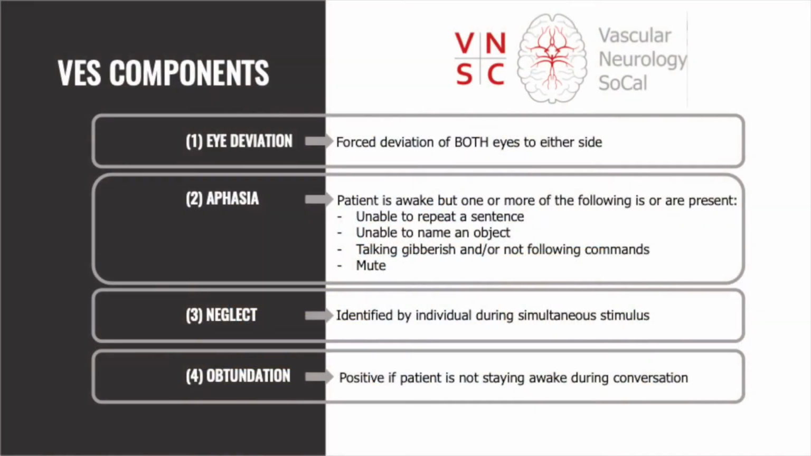We're talking about the Ventura ELVO Score today, and we'll go over the components. Just a little background, the score is developed to identify large vessel occlusion in patients who are having a stroke, so they are taken to an appropriate center in a timely fashion. The score consists of 4 components: forced eye deviation, neglect, aphasia, and obtundation. We'll go over all 4 components and how to examine the patient.